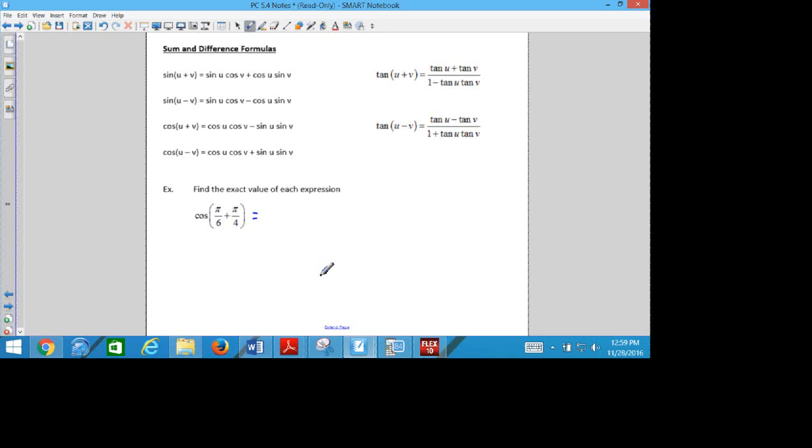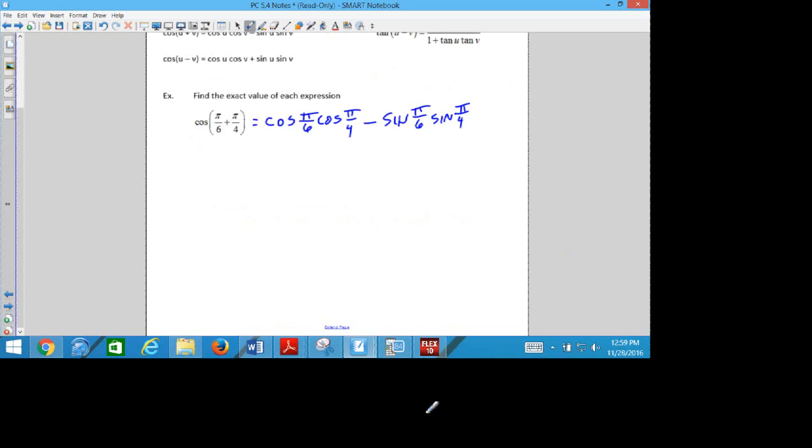We're going to use the formula: cosine pi over 6, cosine pi over 4, minus sine pi over 6, sine pi over 4. So that was just coming from the formulas. We need to memorize.